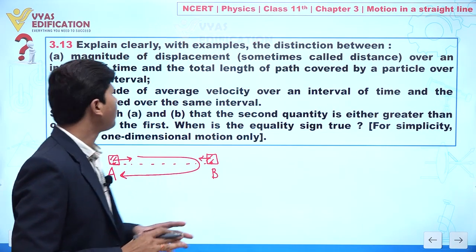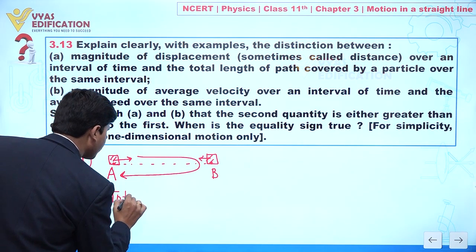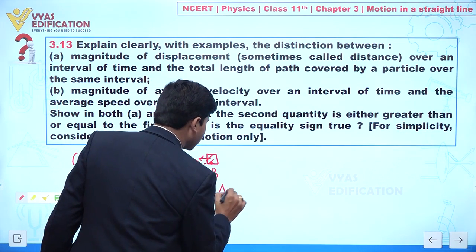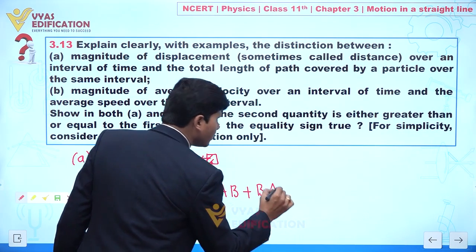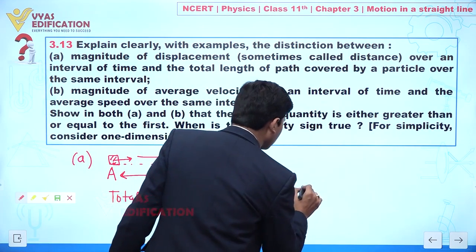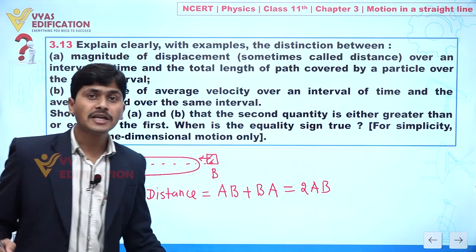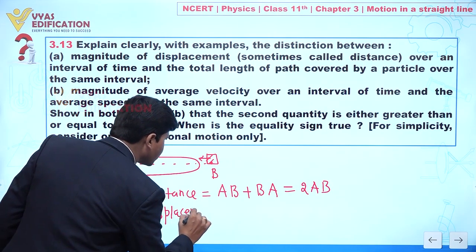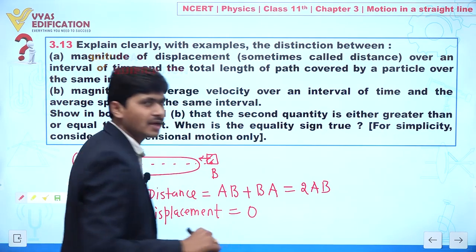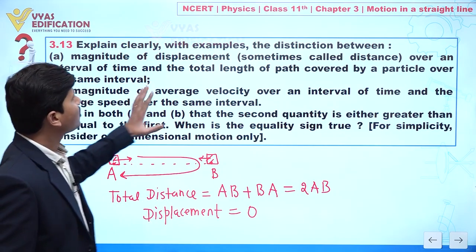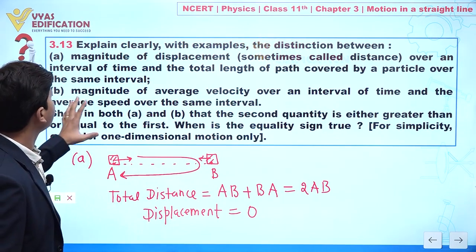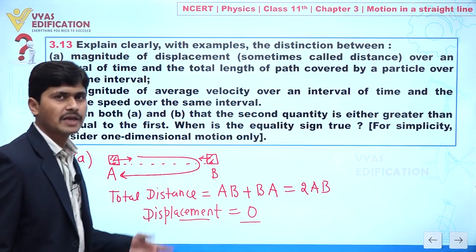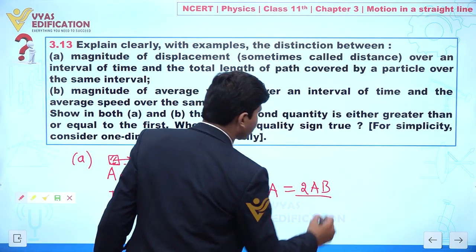So if we find the total distance covered by a particle, we can write: total distance is equal to AB plus BA. Yes or no? Or you can say this is equal to twice of AB. But if we find displacement when the particle again reaches its initial position, we can say displacement we have 0. Clear? So in this question it is given magnitude of displacement over an interval of time and total length of a path. So displacement is equal to 0, and total distance is twice of AB.